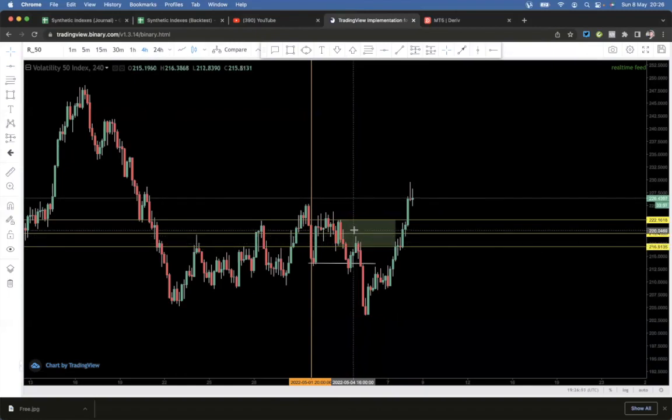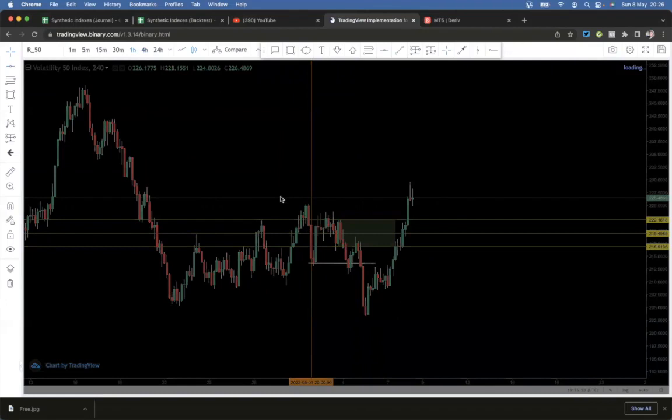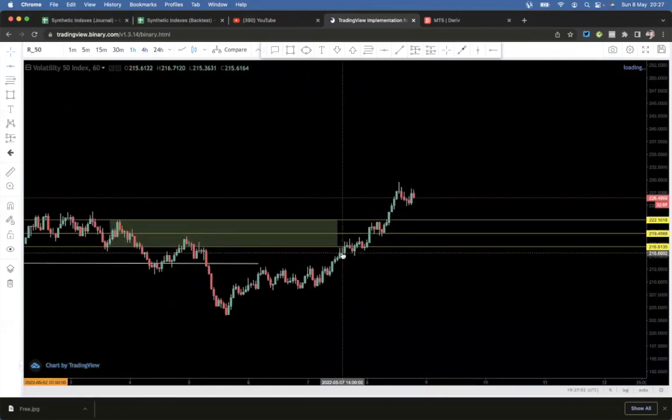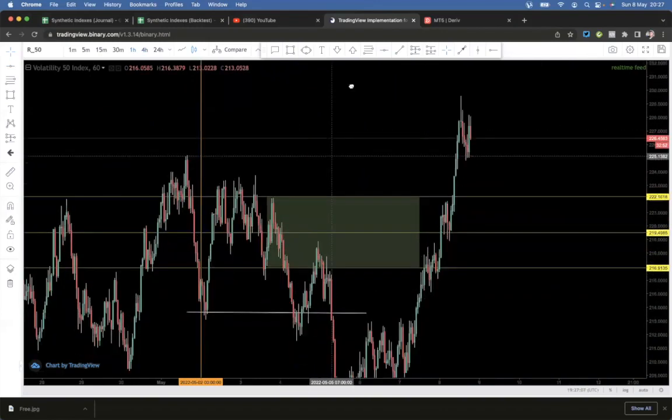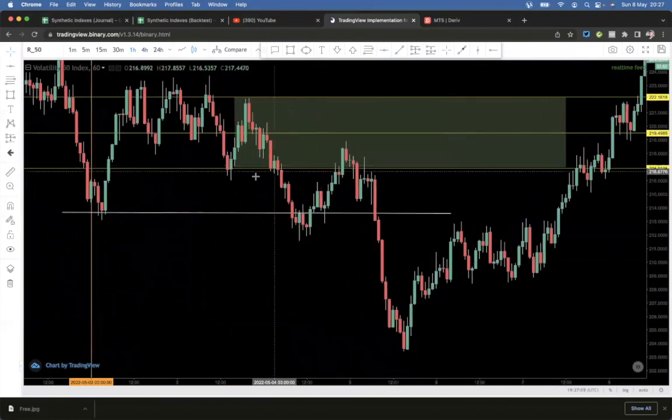Now if the price gets to your zone and it doesn't touch the 50% area, you go to the 1 hour time frame to see if there's an order block within an order block. Chances are it could be a 1 hour order block inside of that 4 hour order block. This is exactly what I mean.